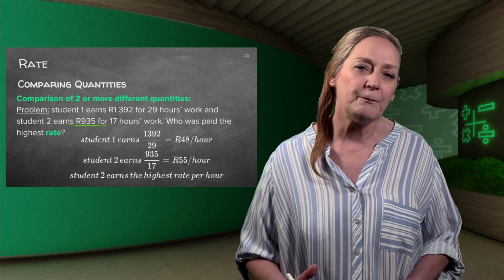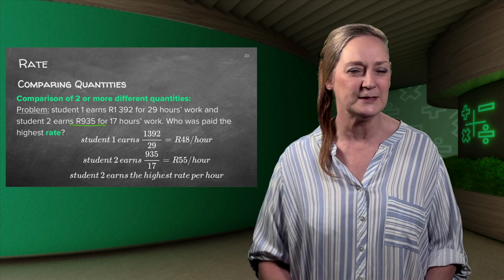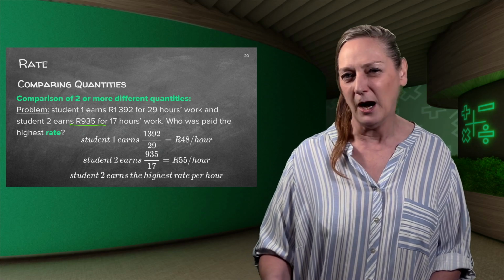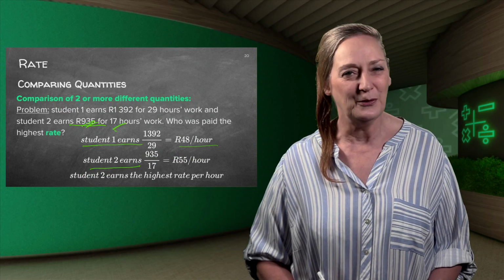So the best way to compare these 2 quantities, that's a rate, comparison of 2 quantities. We're going to work out the amount of money per hour. So it's a division sum. Let's look at it. Student 1 earns 1,392 divided by 29 is 48 Rand per hour. And student 2 earns 935 divided by 17, so it's the Rand divided by the hours, which is 55 Rand per hour. Student 2 earns the highest rate per hour.